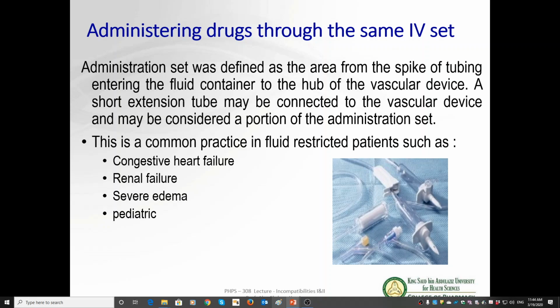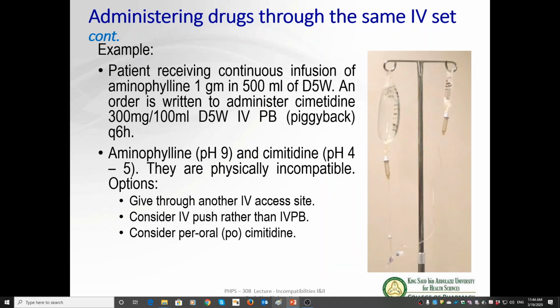Renal failure patients: their kidneys are unable to filter, so you also don't want to increase the volume of the blood and give more hazards for their kidneys. Severe edema, a patient with accumulation of fluids, so you worsen the case by increasing the volume. Pediatrics in general: there are limitations to giving volume to pediatrics because of their age, their heart, their ability to take parenteral fluids. So in this case, we might need to mix drugs in the same IV set if no problem will occur.